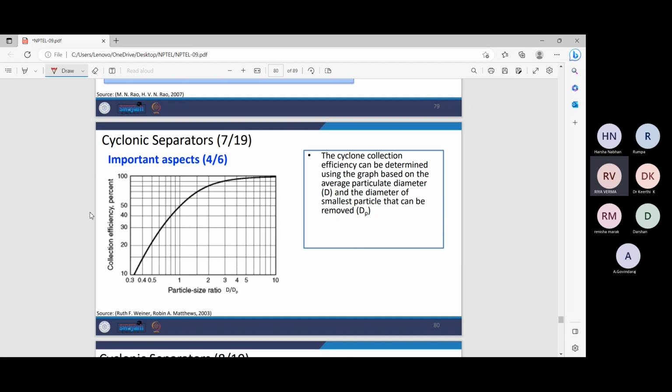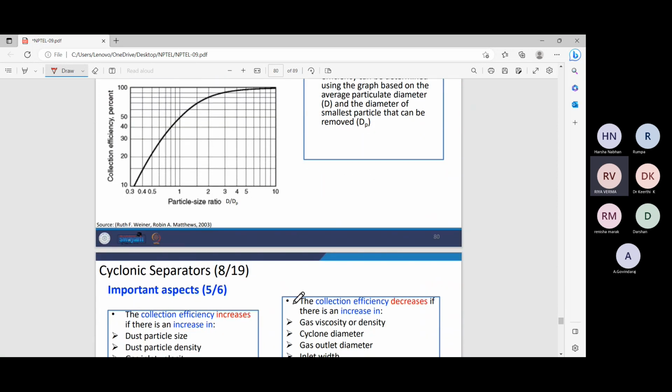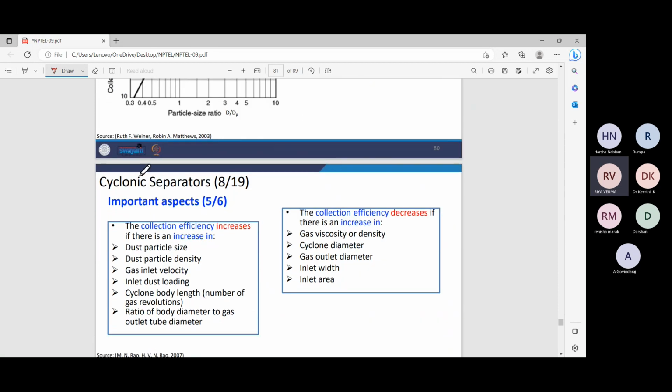So this is a graph by which you can find the collection efficiency of these cyclones just by knowing the particle size ratio d by dp. So here d is the average diameter of the particle, and dp is the size of the smallest particle that can be removed in the cyclone. And by using this ratio, we can find the efficiency of the cyclonic separator.